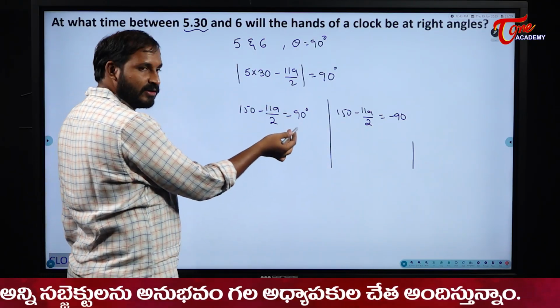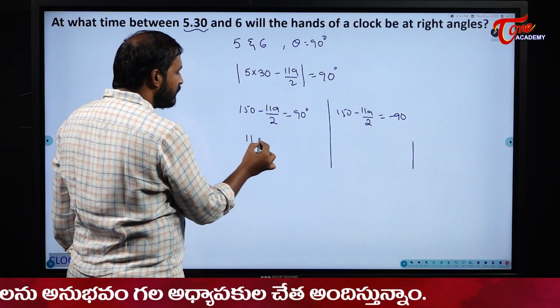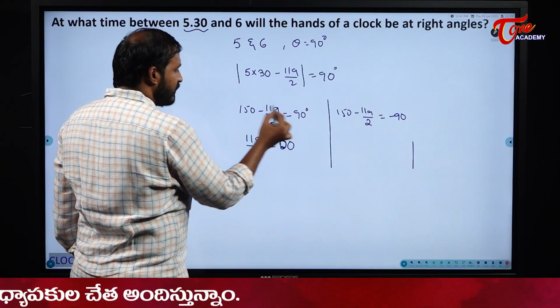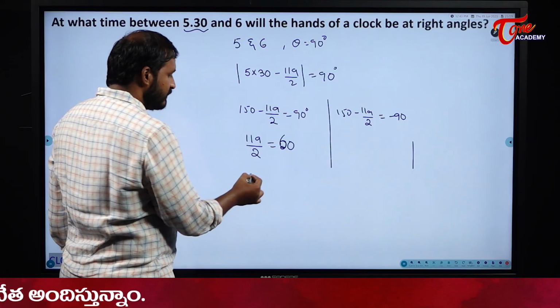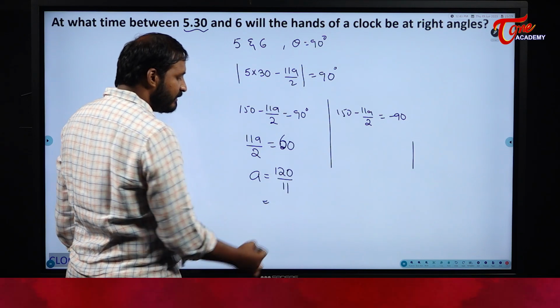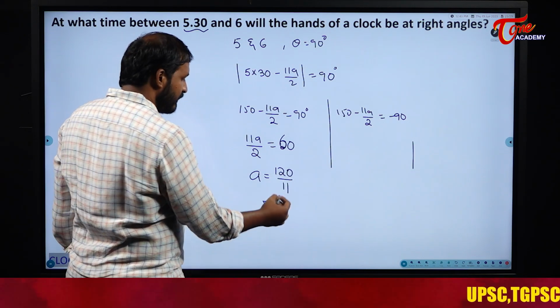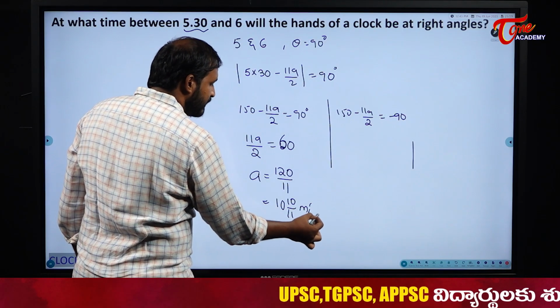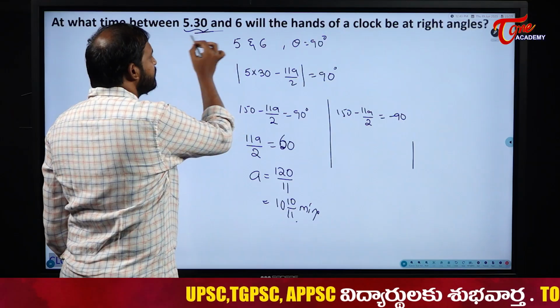So when I send 11A by 2 to that side and 90 to this side, it will become what? 11A by 2 is equal to 60. Why? Because 150 minus 90 is 60. So A value will become what here? 120 by 11. 120 by 11 means what, students? Very simple. 10 10 by 11 minutes. But is it falling between 5:30 and 6? No.